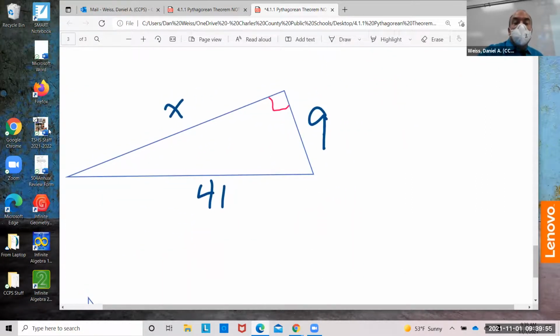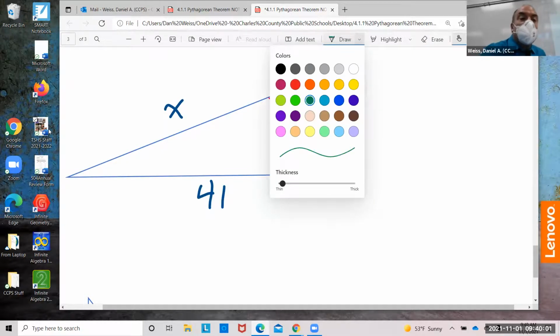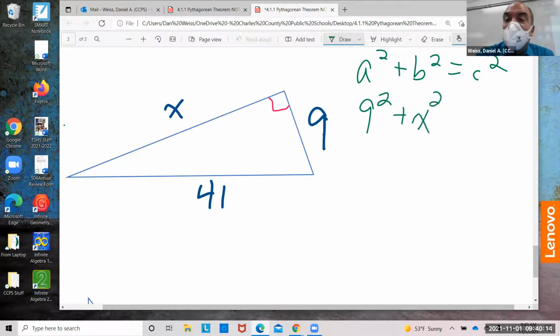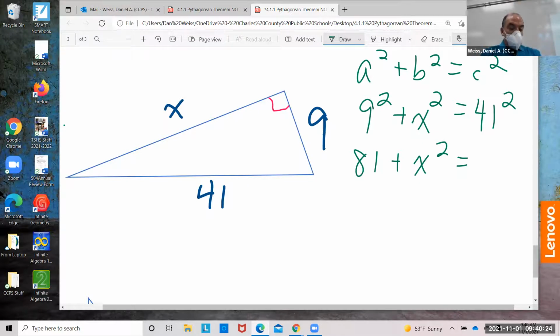Same thing, right? This time, a squared plus b squared equals c squared. 9 squared plus x squared equals 41 squared. 9 squared is 81 plus x squared equals, what is 41 squared? We're going to do 41 times 41, 1,681.